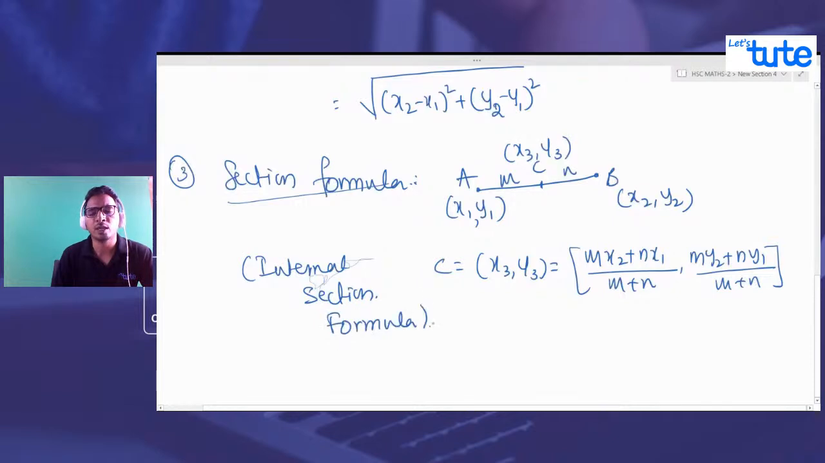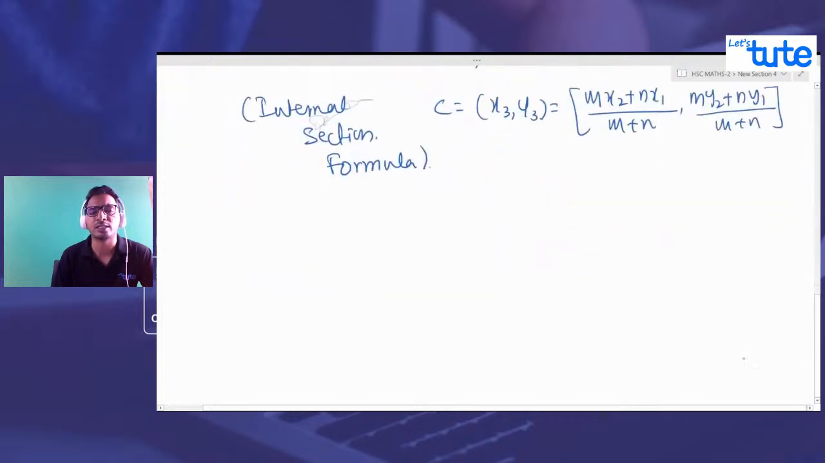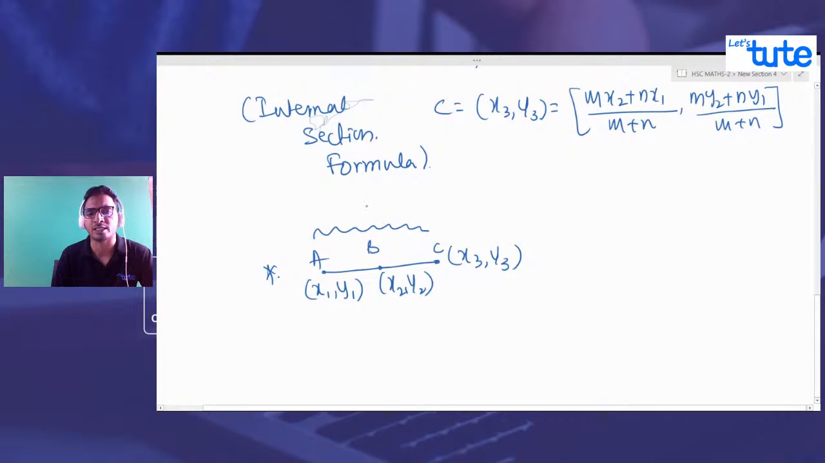formula, and we also have the external section formula. Let me write over here. So what is the external section formula? Suppose we have a line segment AB, and say there is a third point C dividing the line segment externally. In this case, we take the points as (x1, y1) and (x2, y2), and the unknown point as (x3, y3), and this C divides AB. That means we need the ratio of the distances of C from A and B. Suppose the distance between C and A is m, and the distance between B and C is n.